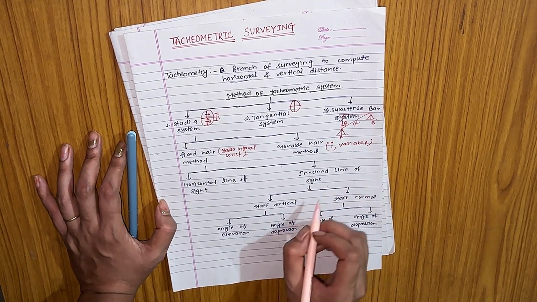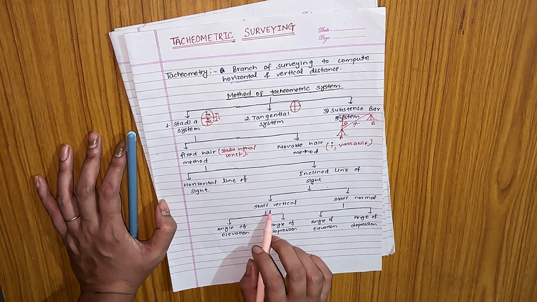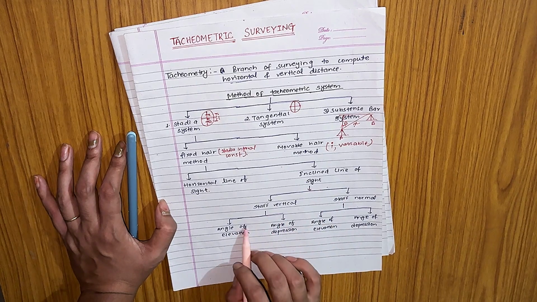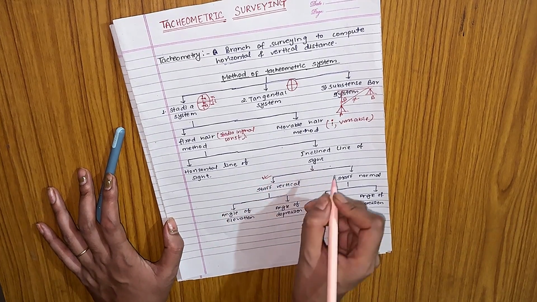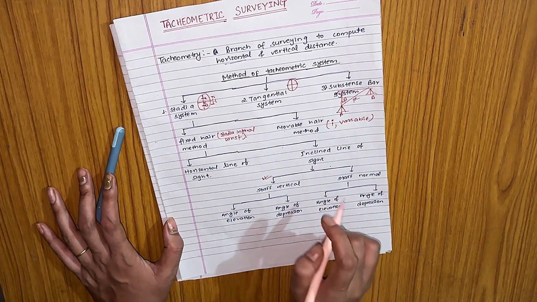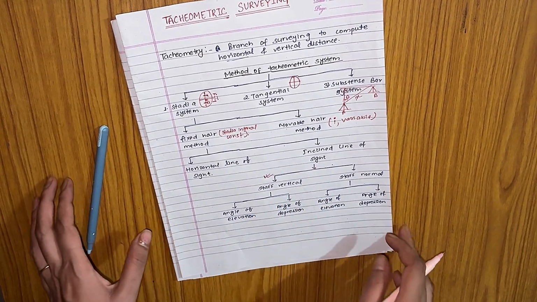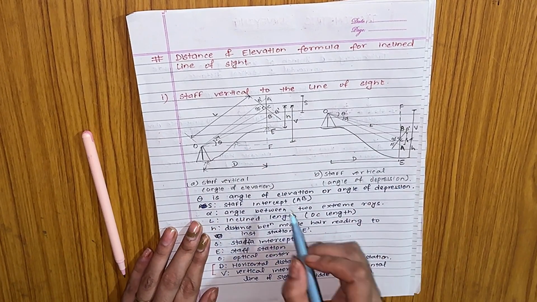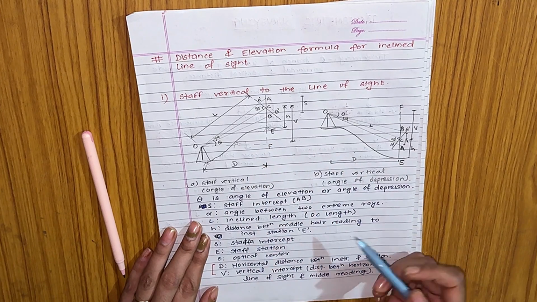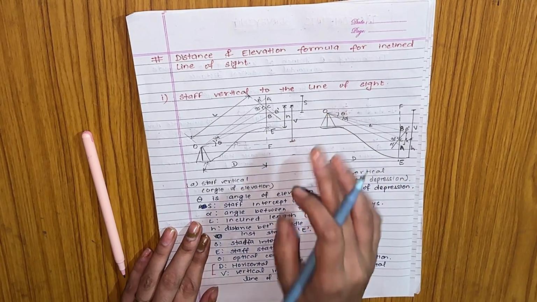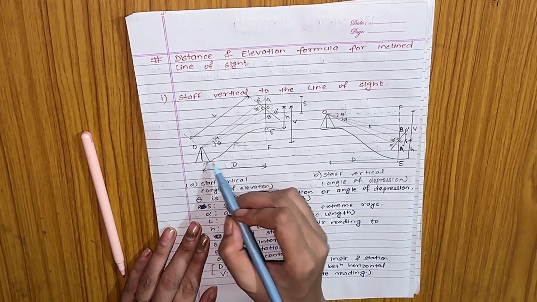In inclined line of sight, it is further divided into two types, the staff vertical and the staff normal. For both of these we will calculate for angle of elevation and angle of depression. Today we will see a theory part and a numerical. We will also solve a numerical of staff vertical, inclined line of sight, for the angle of elevation and angle of depression. So now we are going to derive a formula to calculate the horizontal distance between the instrument and the station, and also the vertical distance between the instrument line of sight and the middle reading. Here, when the staff is vertical for the inclined line of sight, we have drawn a figure.